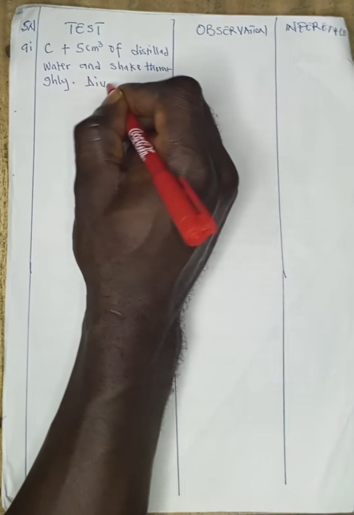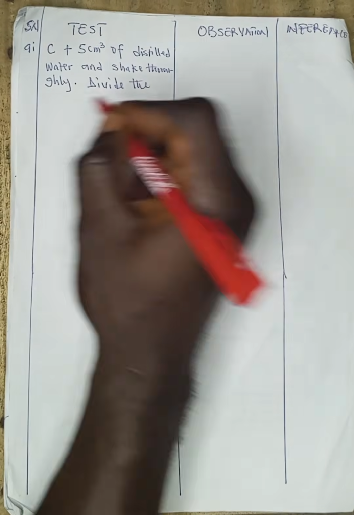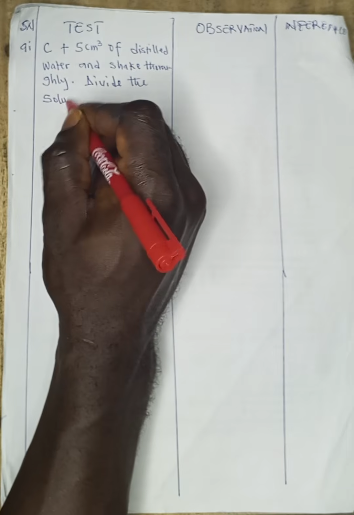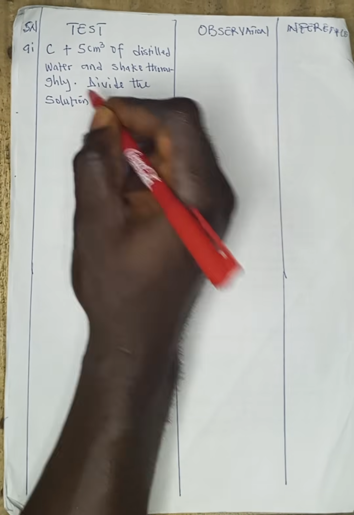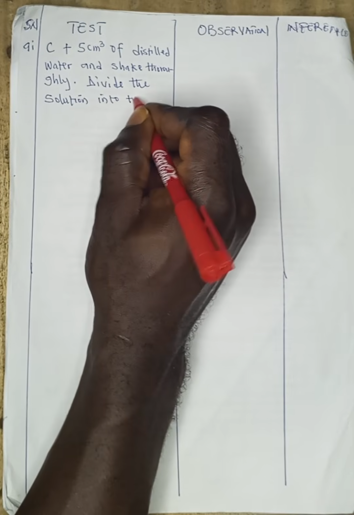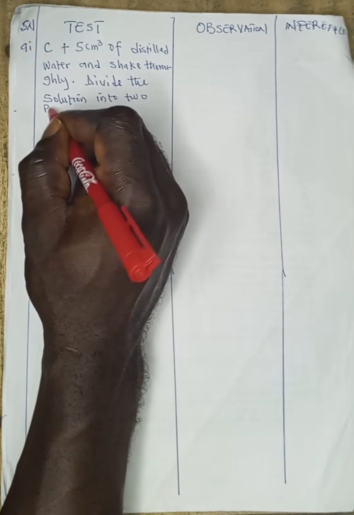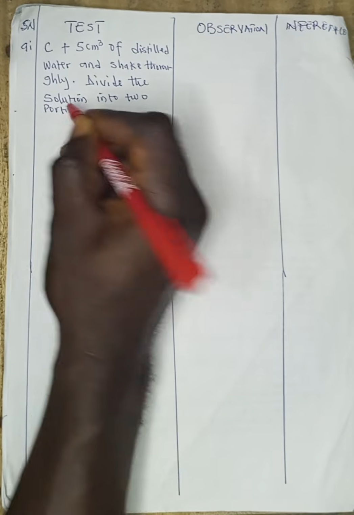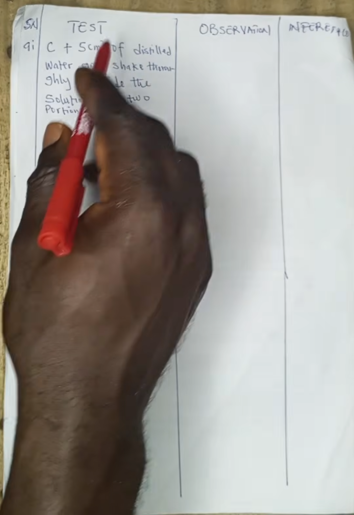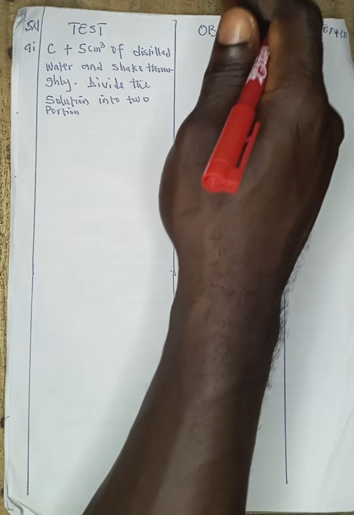When you shake thoroughly, you are asked to divide the solution into two portions. That is what you are given. This one here, under the test, has already been given to you. Okay, so in your observation, this is where you have to fill.